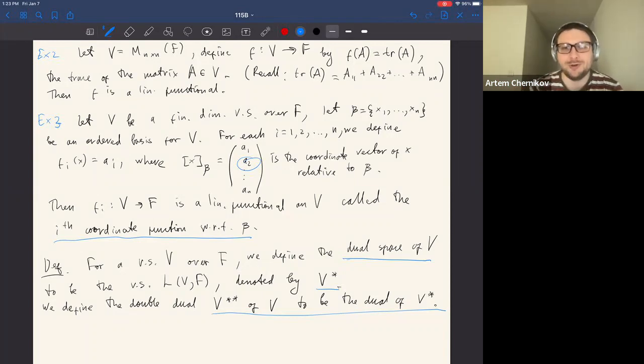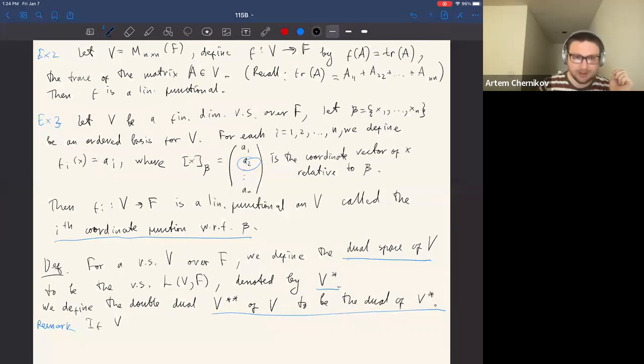So we'll see that there is no point to actually continue this game by taking more duals, because we'll see soon. I don't want to spoil it. So like I said, V star consists of all linear functionals on V. Okay, so the first remark is that we can actually quickly understand the dimension of the dual space.